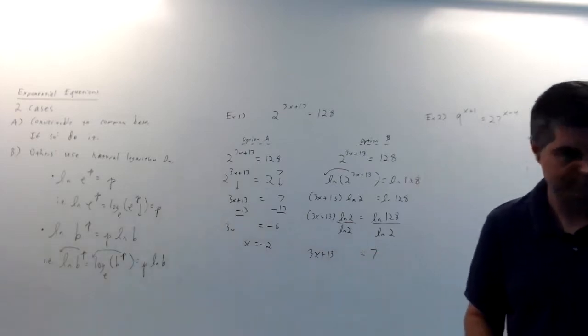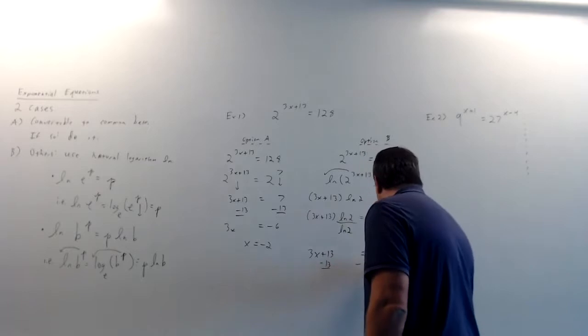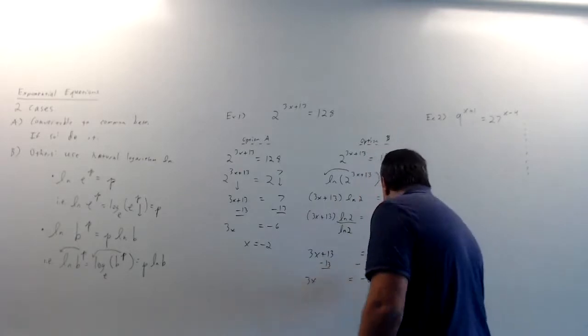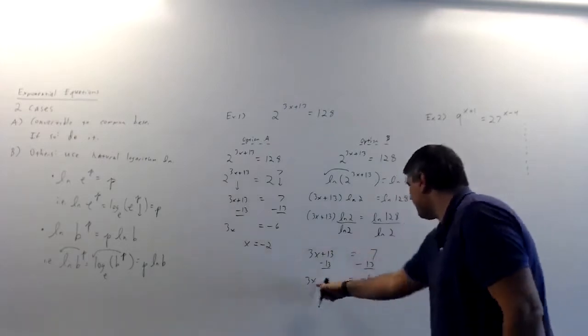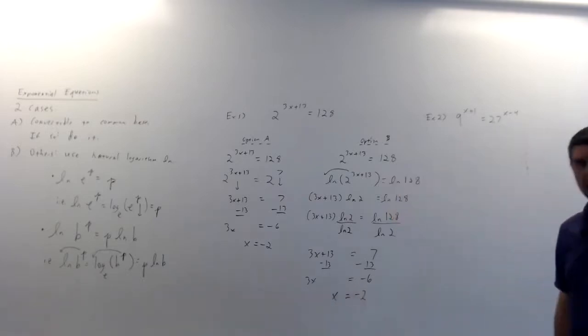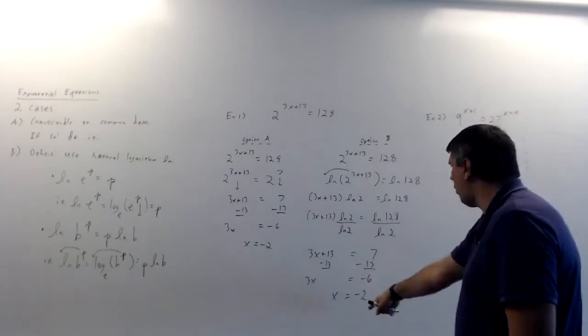Okay? Subtract my 13, and 3x is negative 6. Divide by 3, divide by 3, x is negative 2. Okay? Both methods gave me the same answer, it's just this one took longer.